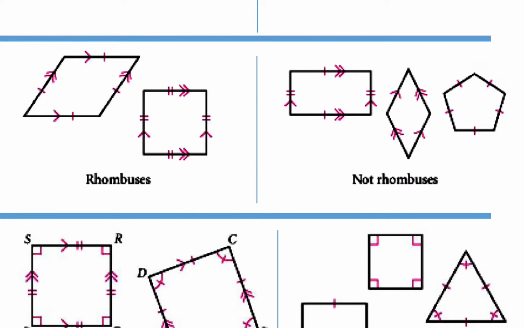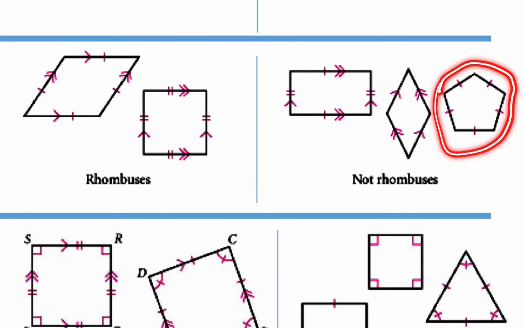Let's see if that makes sense over here with the not rhombuses. We have two pairs of parallel sides, but all the sides are not congruent. So those are congruent and those are congruent, but that's not congruent to that. So that's what makes that not a rhombus. Here, we have two pairs of parallel sides, but it doesn't say anything about the sides being congruent. If all the sides were congruent, like this, then it would be a rhombus.